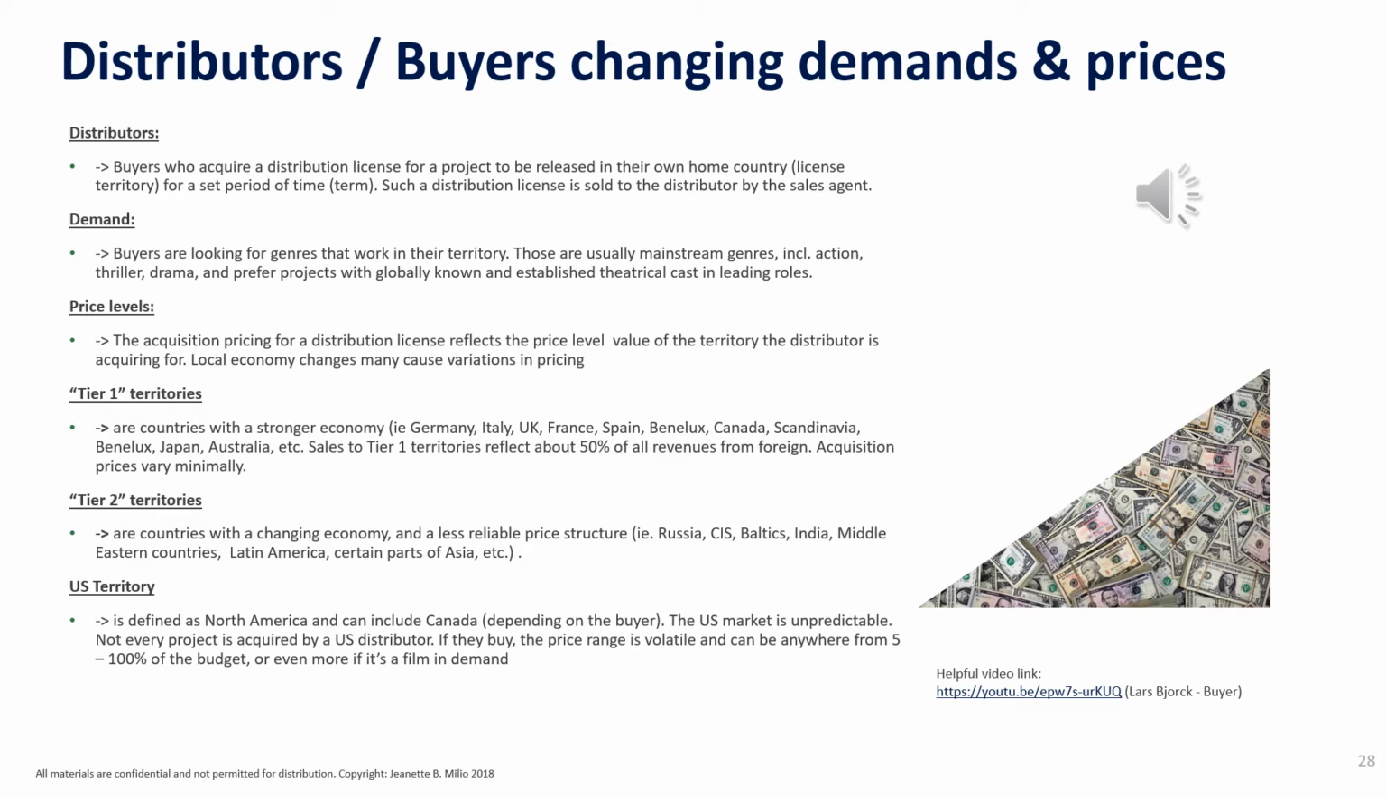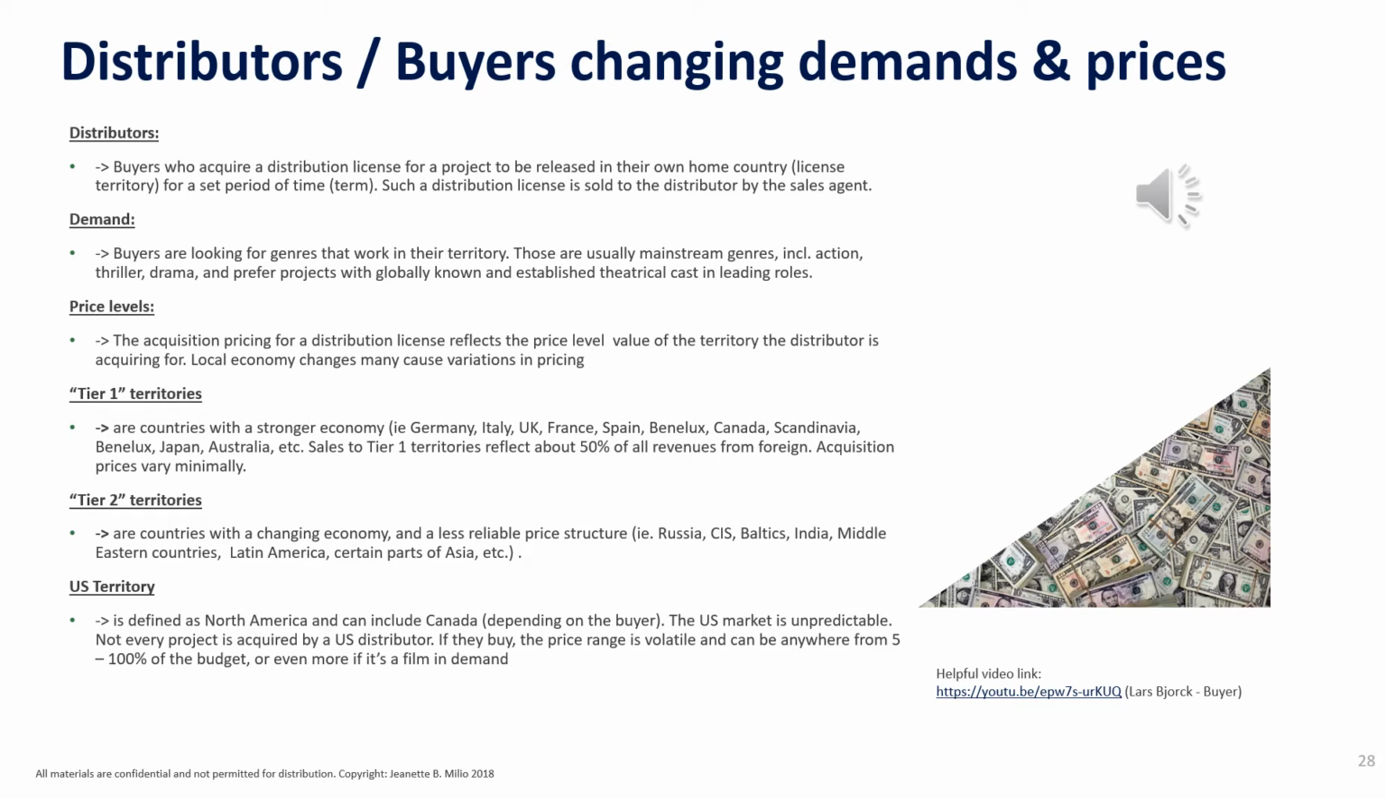Tier 1, on the other hand, are territories that are very reliable, that are very strong, that don't have a lot of economic changes, and the actual buyer that's buying this distribution license is very reliable, always pays on time. So the bank's very happy to call this a tier 1 territory, and will then actually pay up to 100%, anywhere from 80 to 100.